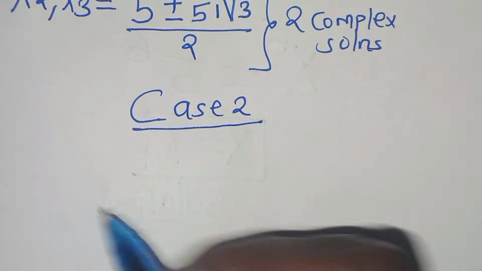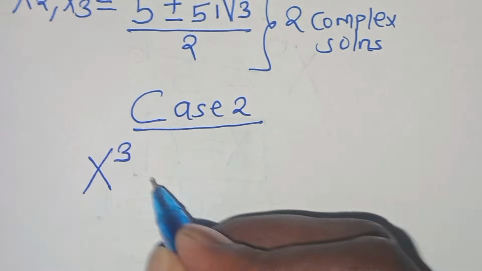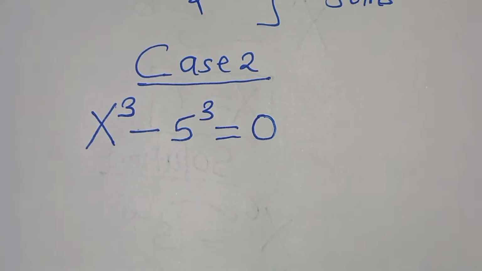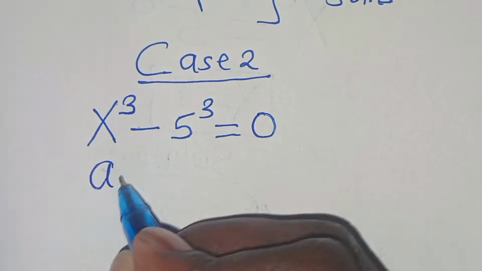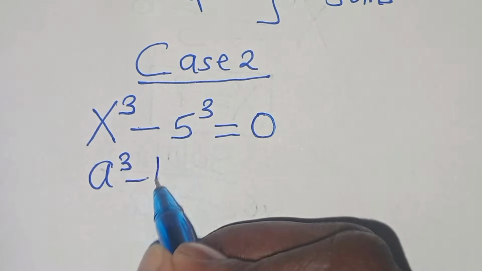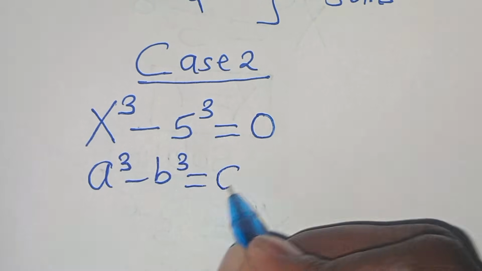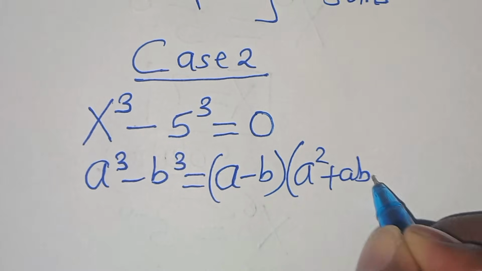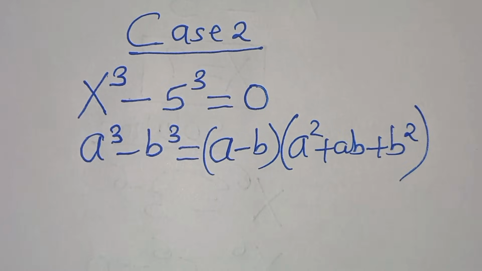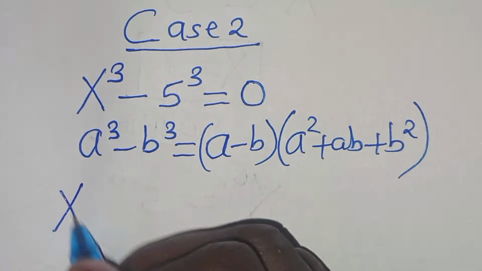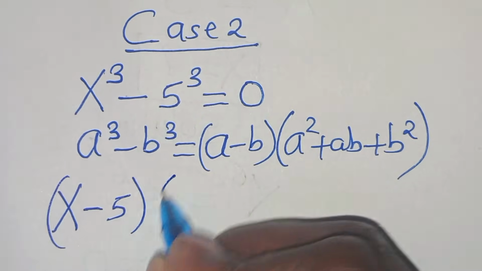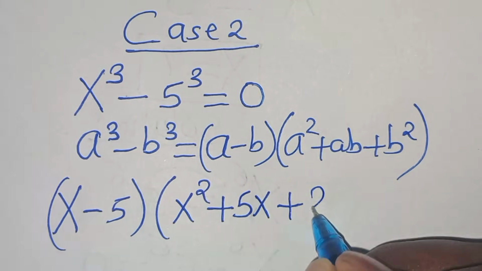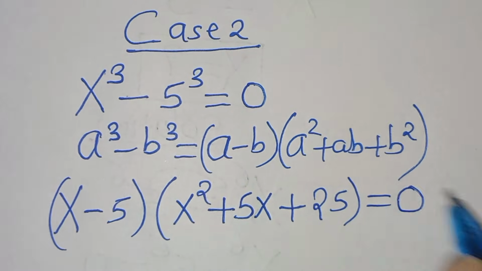Now in case 2, we have x to the power of 3 minus 5 to the power of 3 equal to 0. This equation is the difference of two cubes, expressed as a to the power of 3 minus b to the power of 3, which can be expressed as a minus b, times a squared plus a times b plus b to the power of 2. Applying this identity, we have x minus 5, times x to the power of 2 plus 5 times x, which is 5x, plus 5 squared, which is 25, equal to 0.